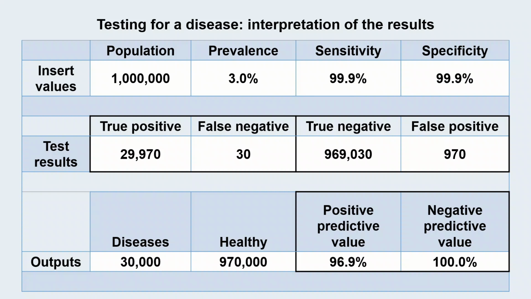What will happen if the prevalence increases from 0.3% to 3%? Among a population of 1 million, we will now have 30,000 individuals that are diseased and 970,000 people that are healthy. The positive predictive value with this higher prevalence will increase from 75% to 96.9%, but our negative predictive value will decrease only slightly and still remain extremely close to 100%.